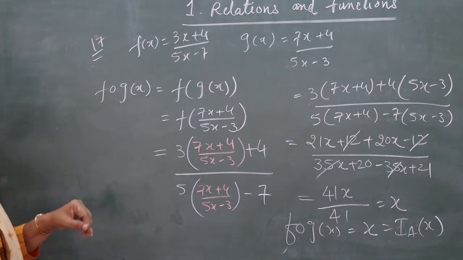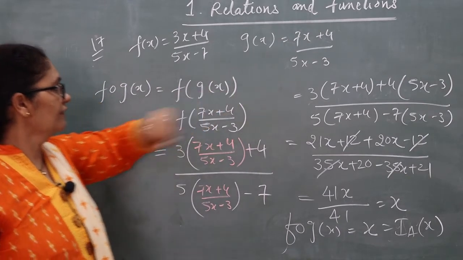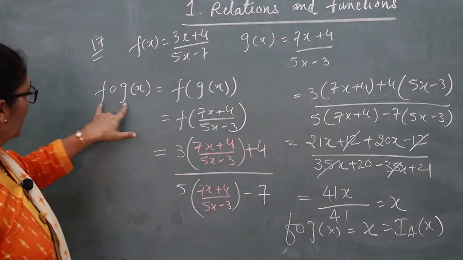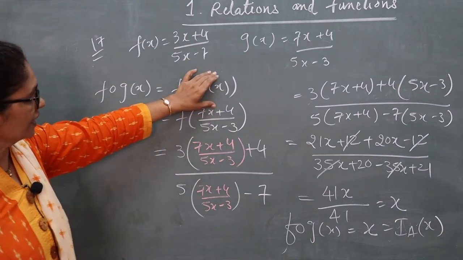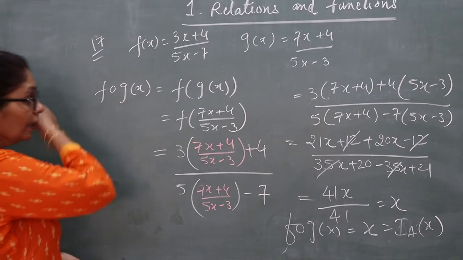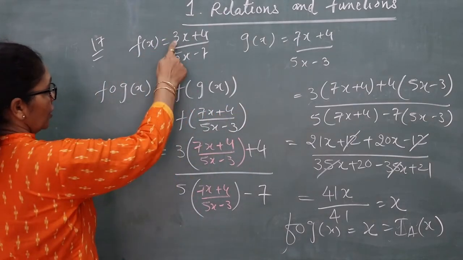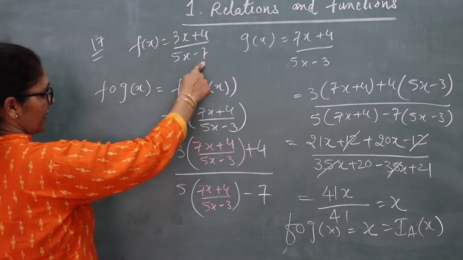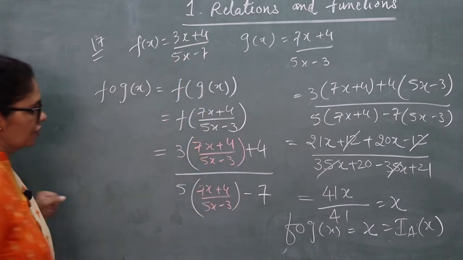Okay, let's repeat it. First f(x) is given this, g(x) is given this one. Now what do you have to find? f∘g first. So f(g(x)). In place of g(x) I have written this function. Now in f(x) you have to consider this as an x. So in 3x + 4 and 5x - 7, in place of x I have written this function.